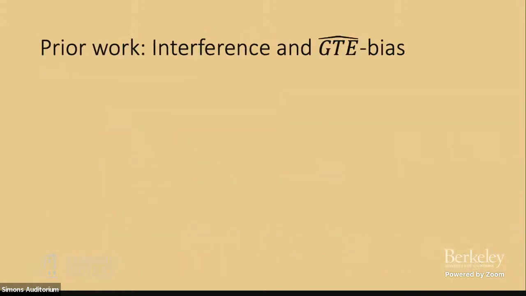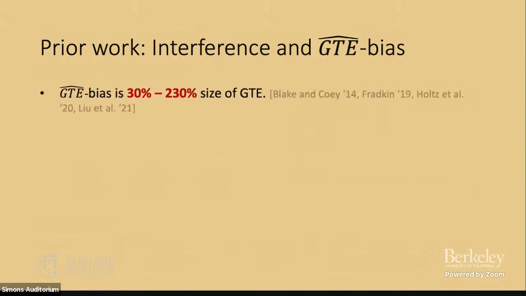All right, so where does the prior work stand in this topic? A lot of the prior work here so far is focused on these biased treatment effect estimates. Specifically, there have been a couple of recent works that have shown that the size of the bias can be quite large. People have found instances where the size of the bias is somewhere between 30% of the treatment effect to, in some cases, 230%. And so it is indeed a big problem.